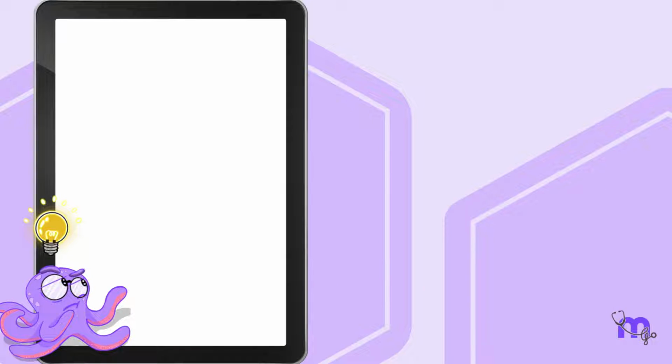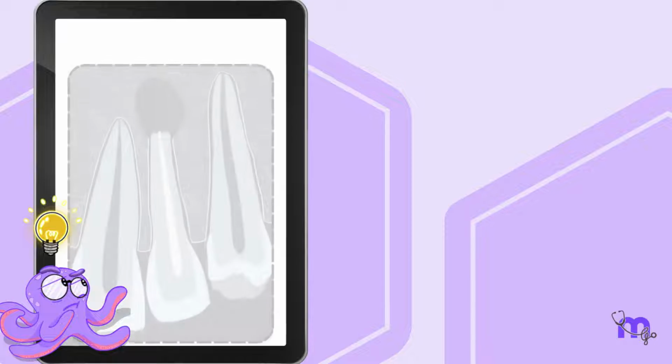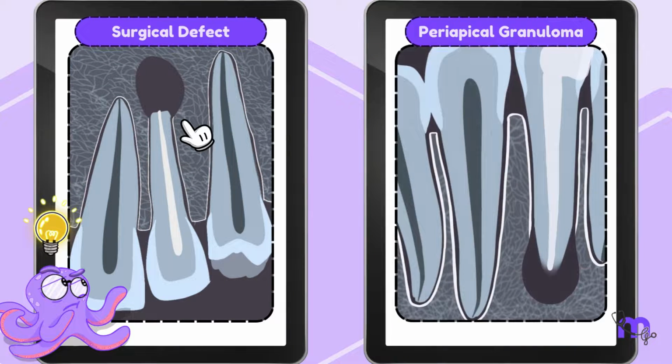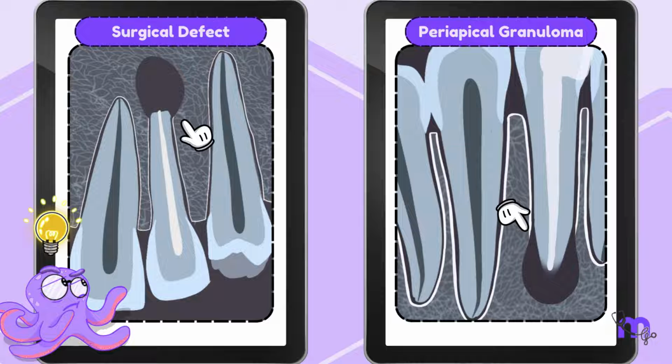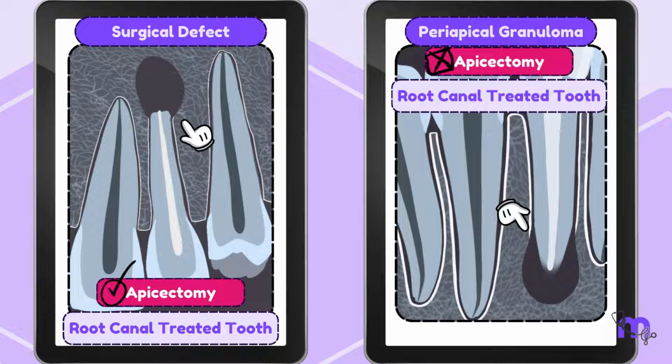Now, think about this. How did I differentiate a surgical defect from a periapical granuloma or periapical cyst? I mean, they do look similar, don't they? The answer lies in the history of treatment procedures done, clearly evident in the radiograph.